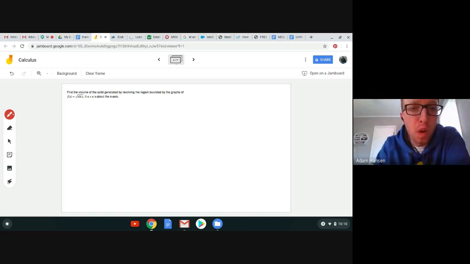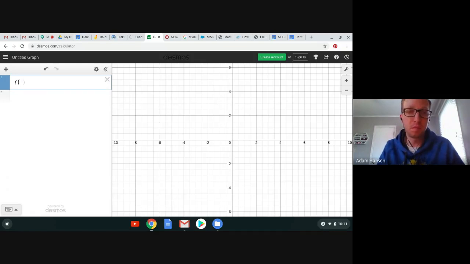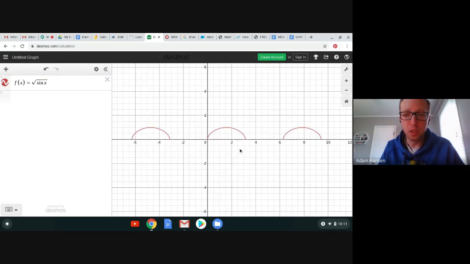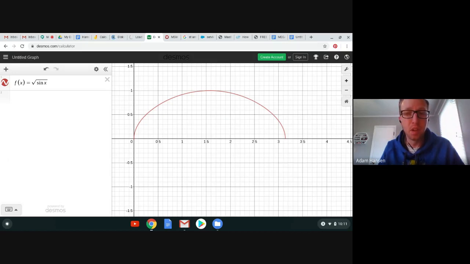All right, so problem 1. Find the volume of the solid generated by revolving the region bounded by the graph of f of x equals the square root of sine x for x values between 0 and pi about the x-axis. All right, so here is a picture on Desmos of that region. We're going to take this region and rotate it about the x-axis between 0 and pi.